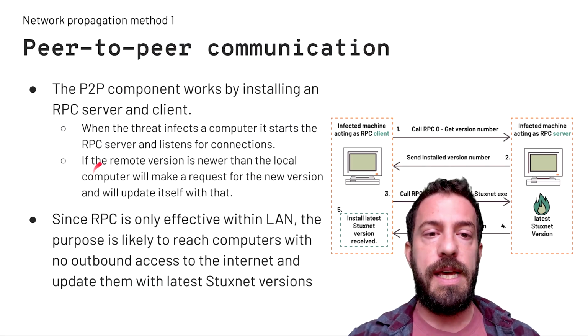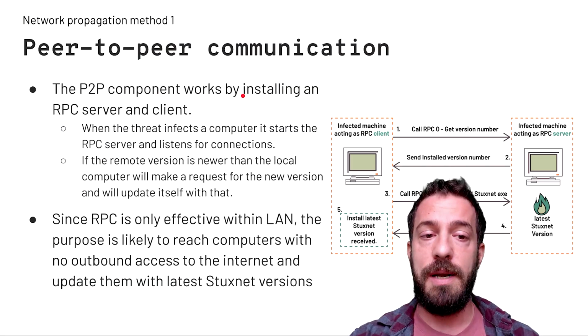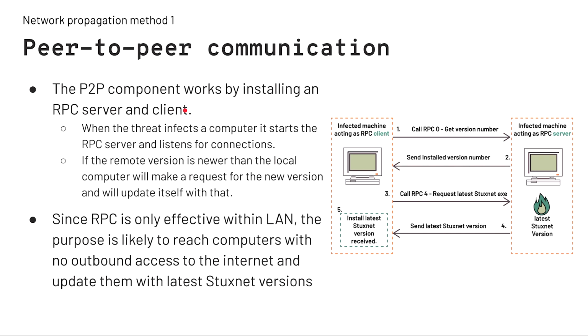First will be peer-to-peer communication. This works by installing an RPC server and client. Again, remember that Stuxnet, after infection, runs as administrator, so it can install software as well without the user realizing. So when Stuxnet is infecting the machine, it would also install an RPC server and a client. So Stuxnet-infected machines can talk to each other, and this is how Stuxnet had these linear branches, how it was propagating from machine to machine sequentially, and it managed to update itself.